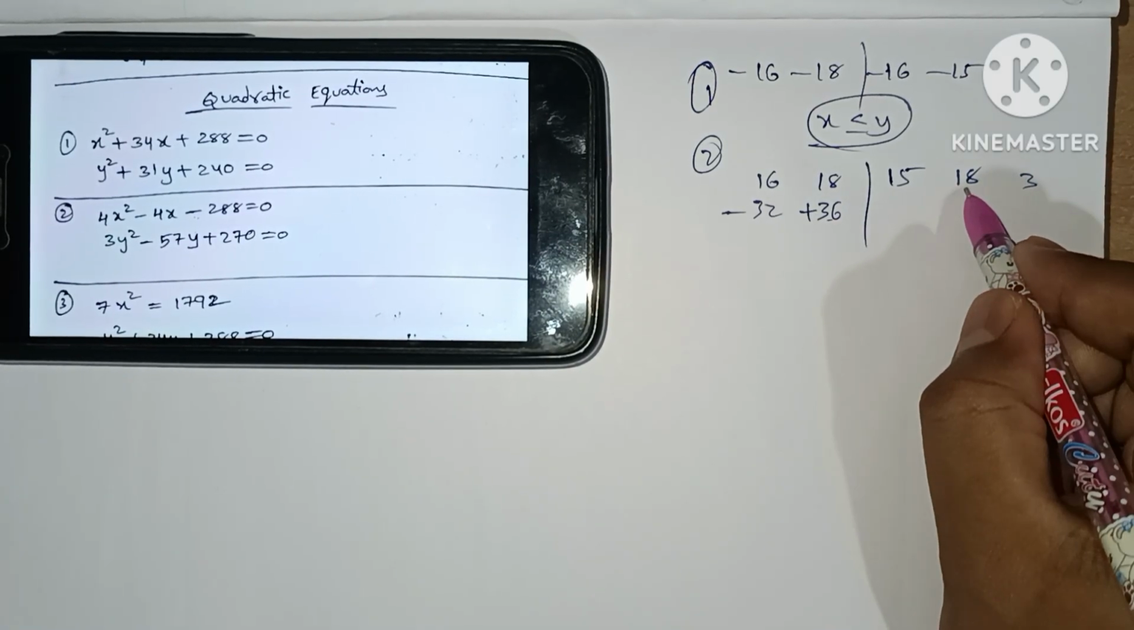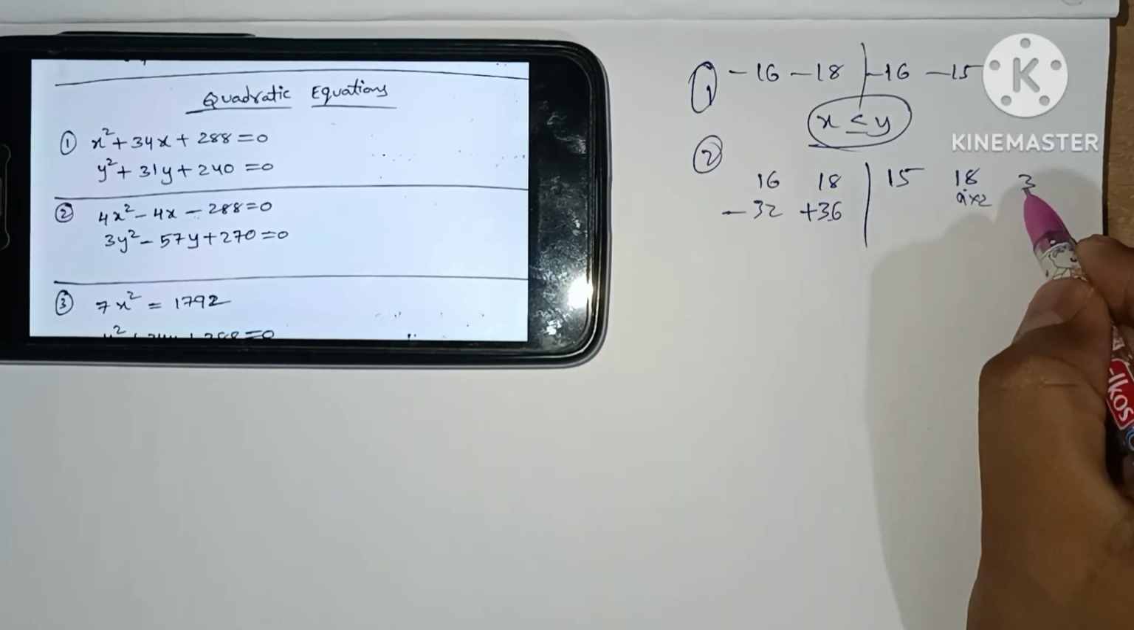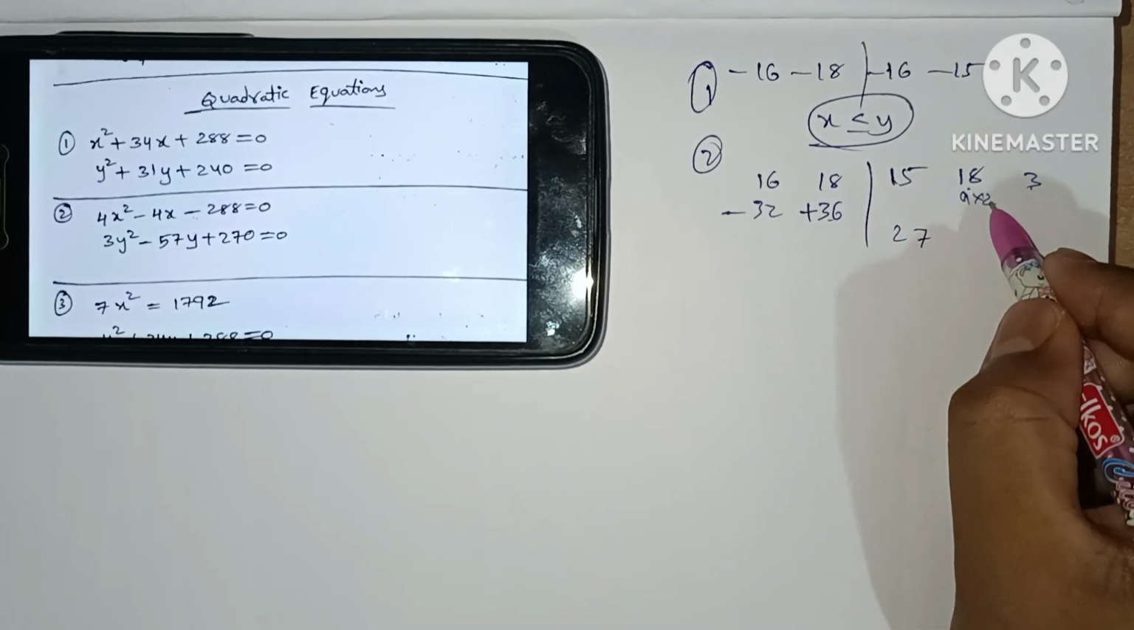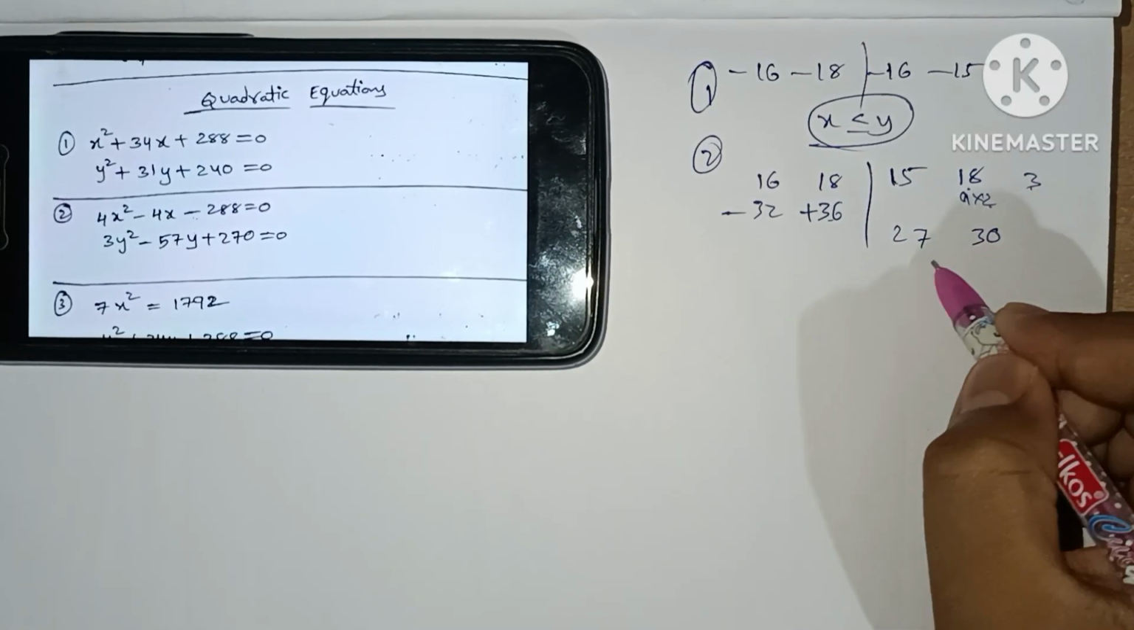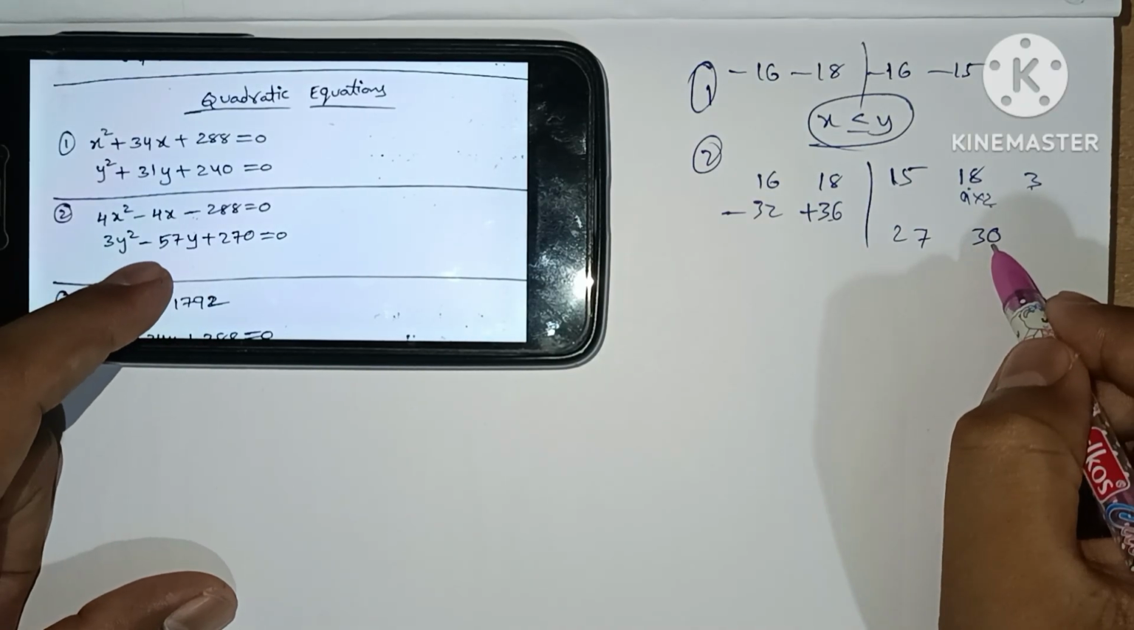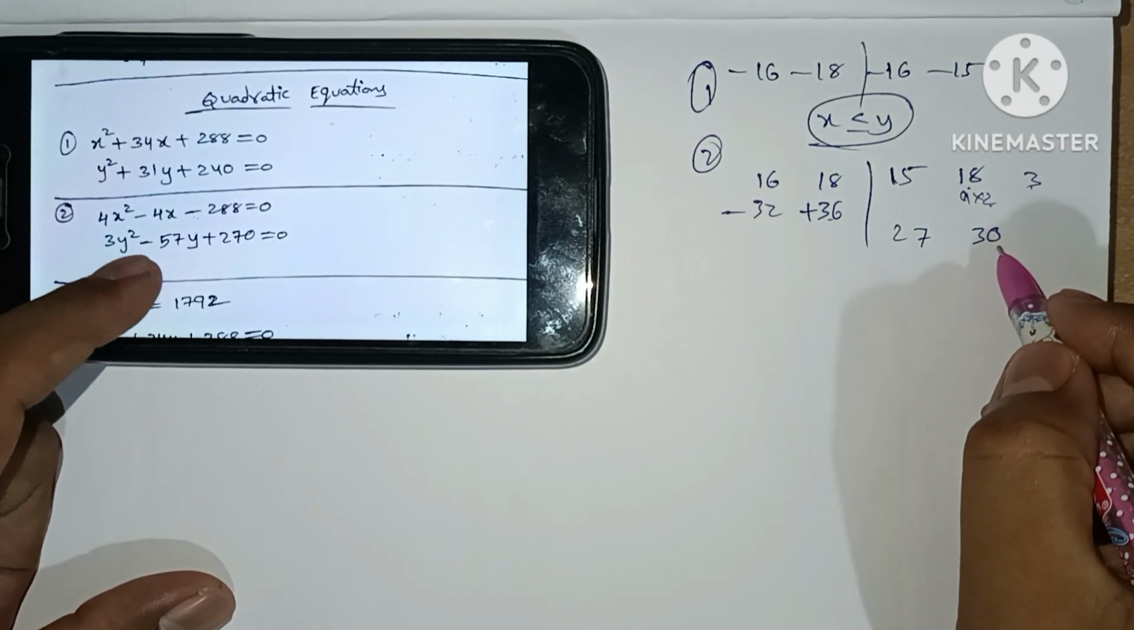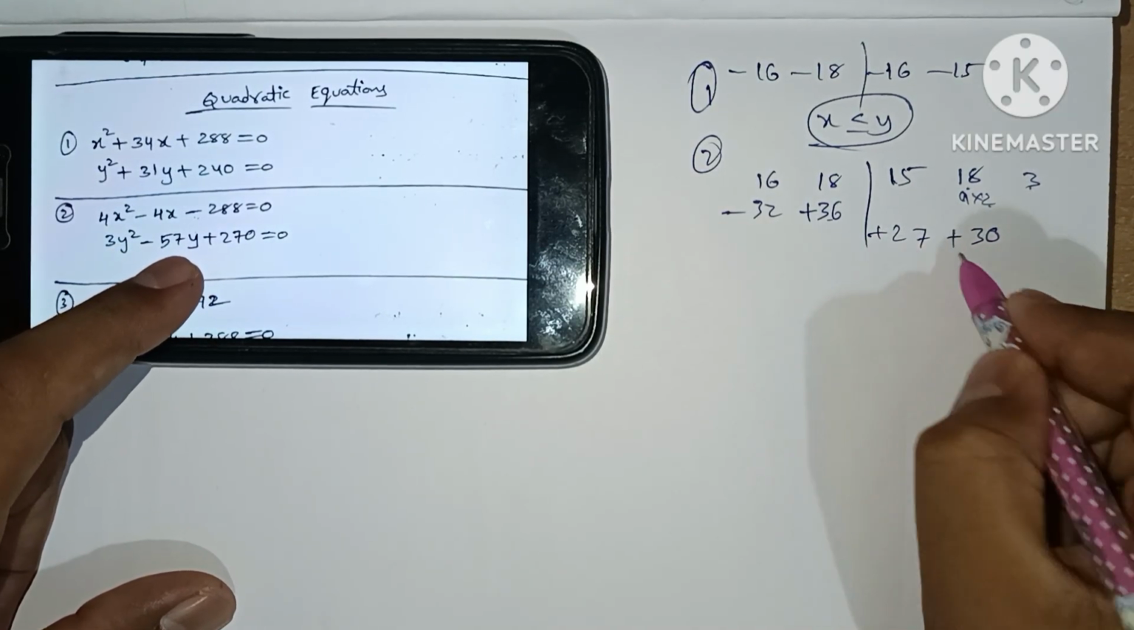Here we have 9 2 times. 9 3 times is 27, and 15 2 times is 30. So the sum of these two we get the value of 57. So these are the roots. Minus and plus means both the roots are positive.